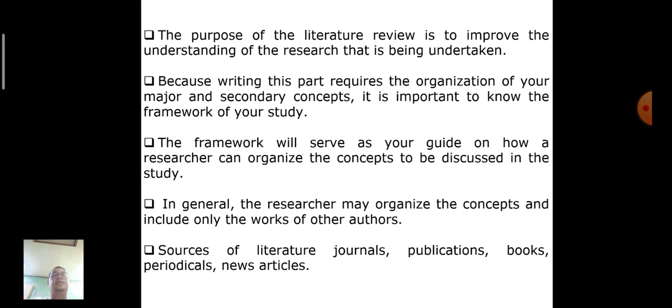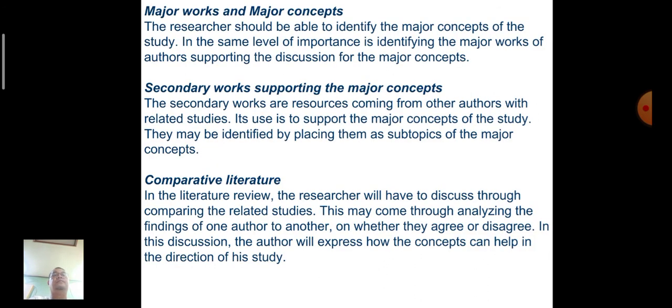Sources of literature such as journals, publications, books, periodicals and news articles are some of the materials we can use to include in the literature review, or RRL, the review of related literature. What's the difference between concepts on major works, secondary works, comparative literature, and some other concepts about literature? Let's go first with major works and major concepts.